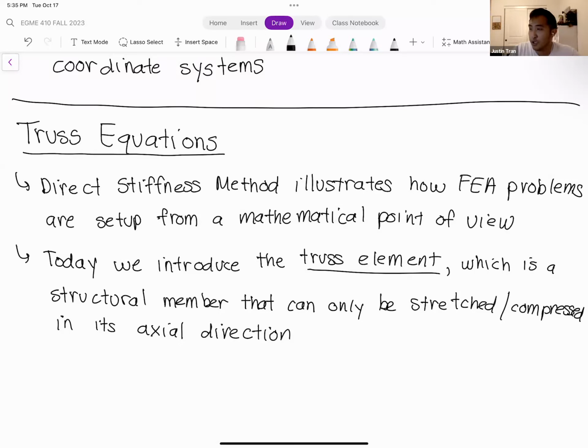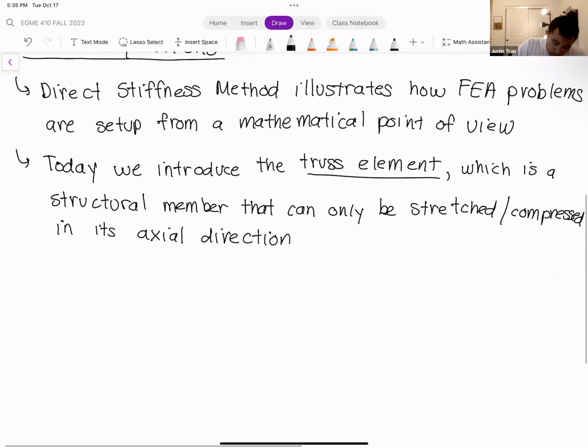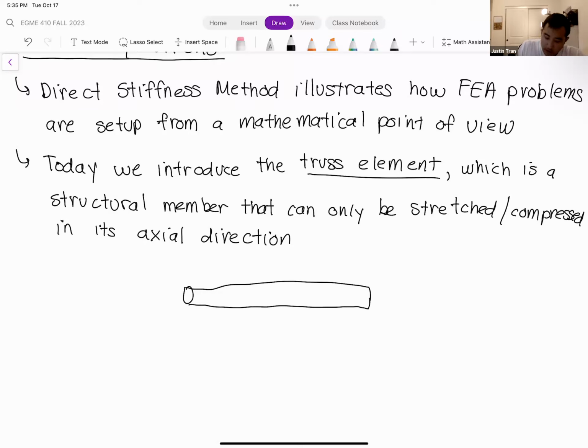The deformation that a truss allows is exactly the same as a spring. A spring can also only stretch and compress in its axial direction. We assume that springs can only get longer or get shorter, and truss elements are the same way. It's just that the physics is a little bit different. A truss element is usually represented as a long rod like this, and we have to characterize this rod using its geometrical and material properties.